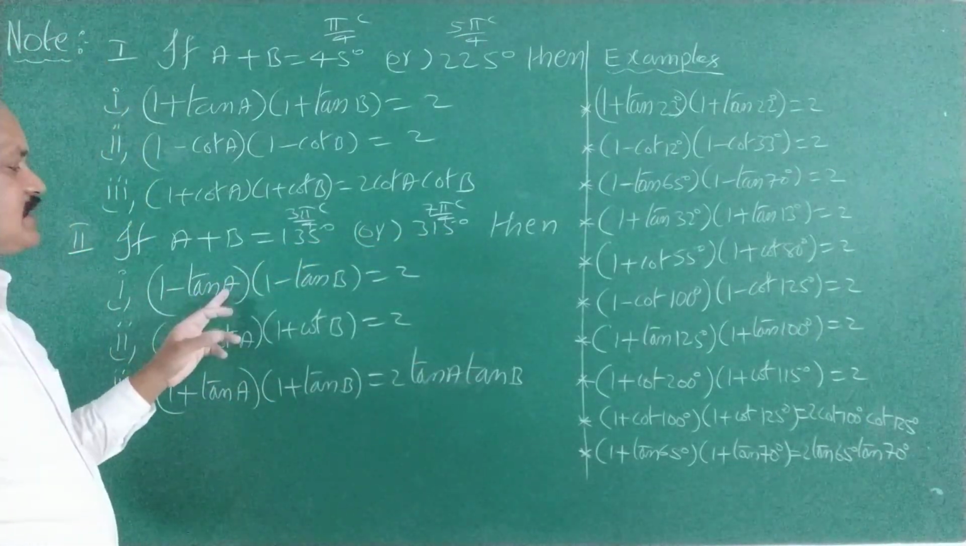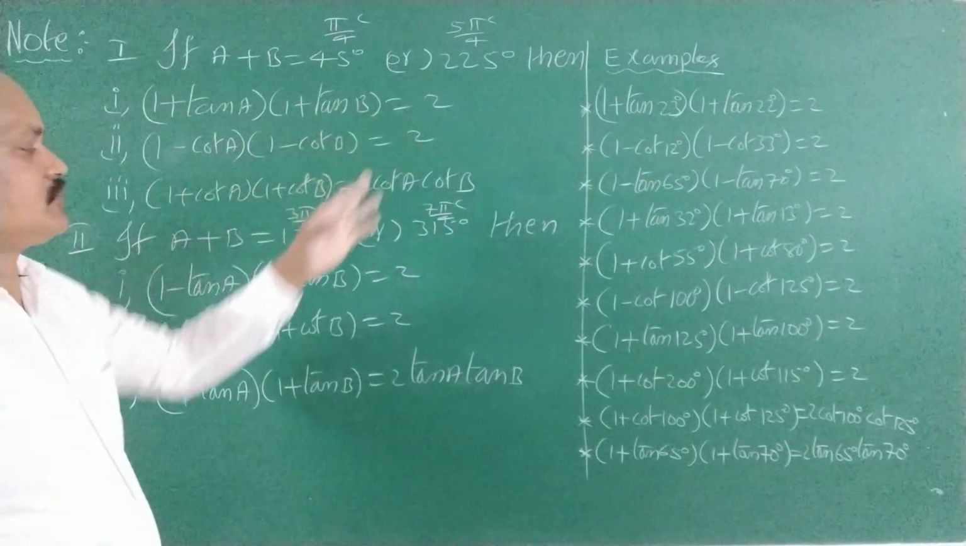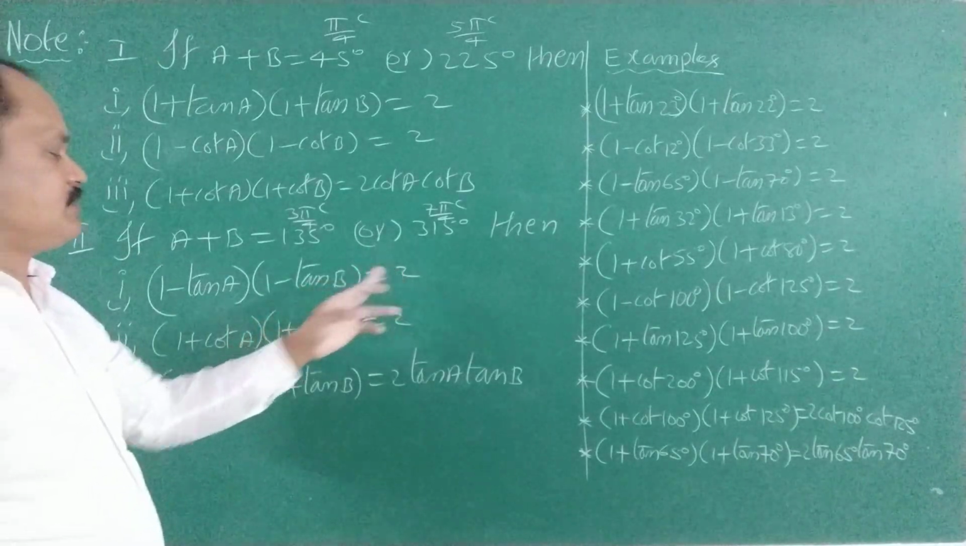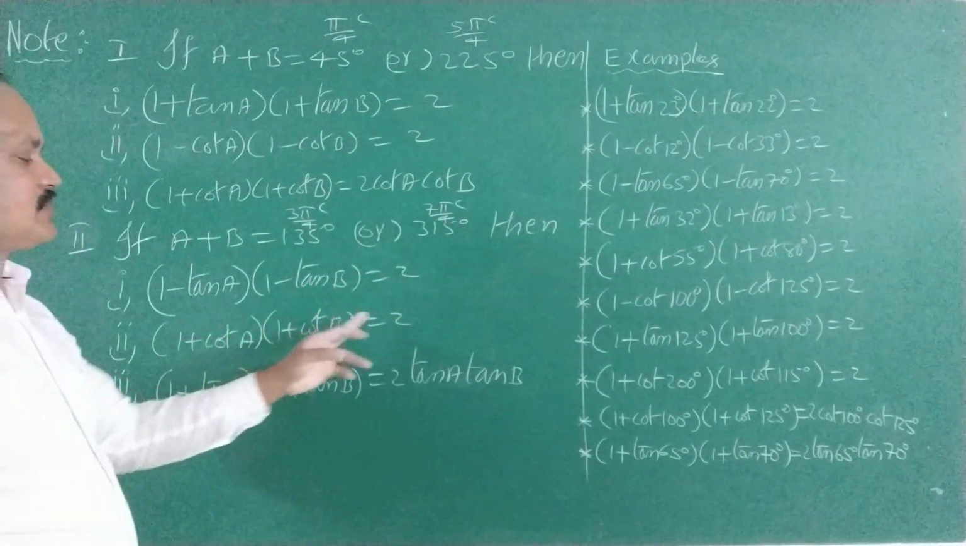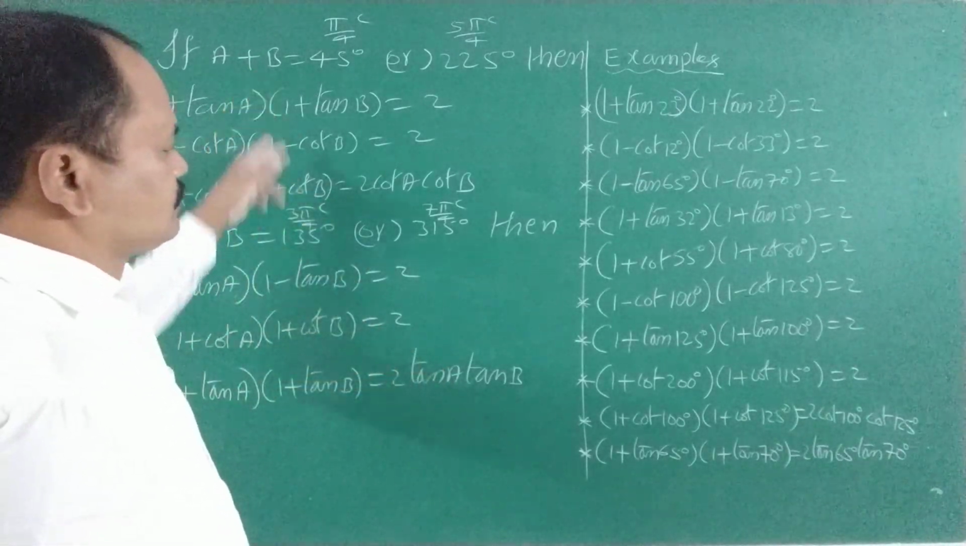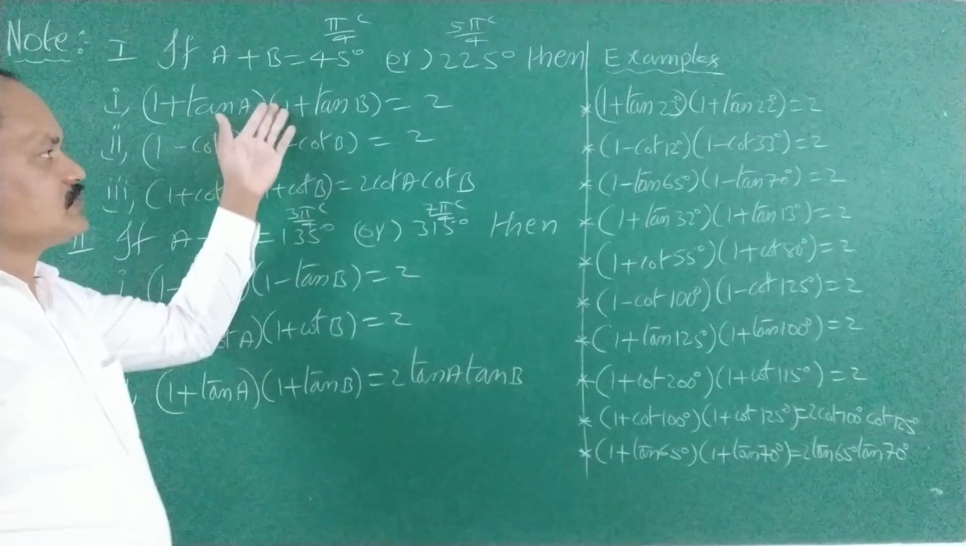Then (1 minus tan A)(1 minus tan B) is 2. Here, for 45, (1 plus tan A)(1 plus tan B) is 2, and for 135 or 315, (1 minus tan A)(1 minus tan B) is 2. Similarly (1 plus cot A)(1 plus cot B) and (1 plus tan A)(1 plus tan B). The proof for this is similar to the previous one.